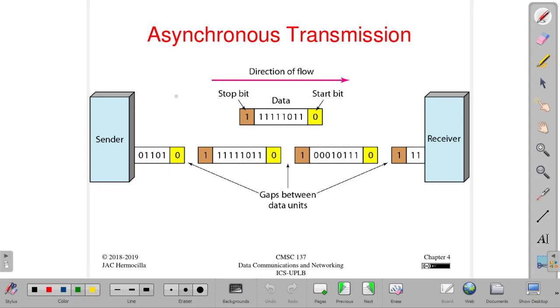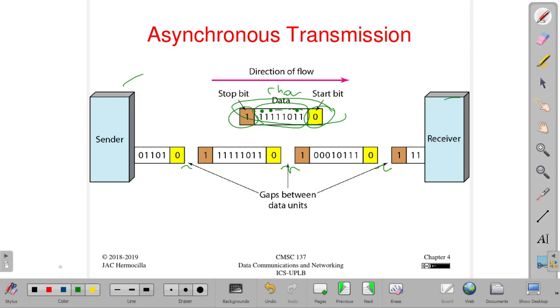So let's take a look at how it works. We have the sender and the receiver. The receiver will have to check for the start bit, and once it is detected, it will sample the remaining bits to interpret this as data or 1 character, and then it will look for the stop bits indicating the end of the character. And we may also have some gaps here.